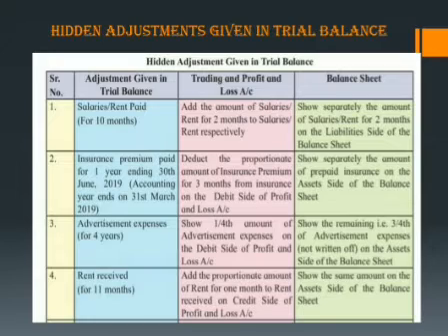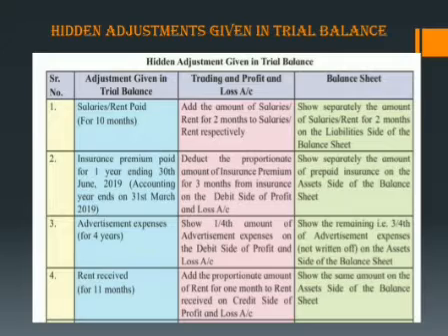Now the first adjustment: salaries or rent paid for 10 months. Actually, we have to give the effects for the whole 12 months. So whenever we are paying salaries for 10 months, then for the remaining 2 months also we have to add, and that is called the outstanding salaries or rent. That outstanding salaries for 2 months we have to add to the profit and loss account, and the second effect will go to the balance sheet liability side.